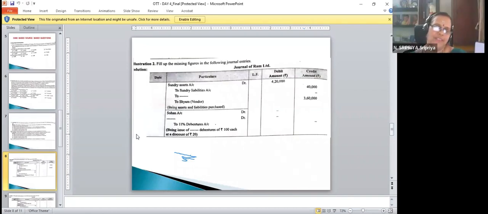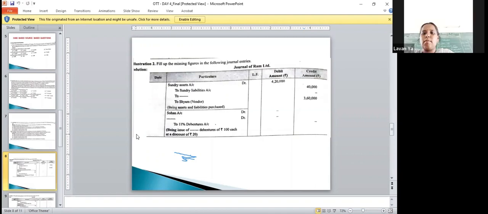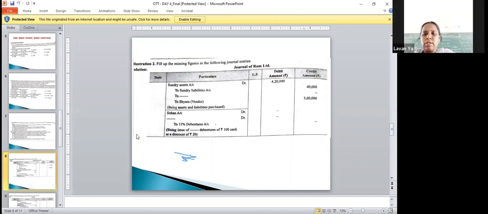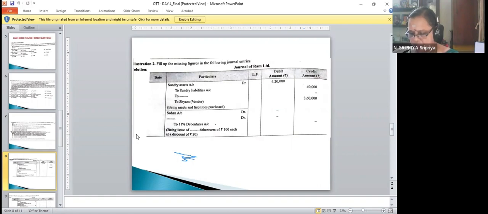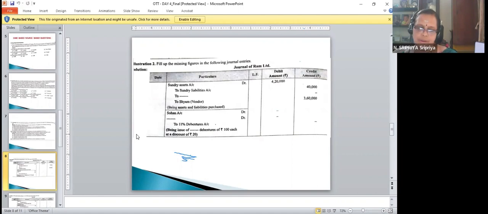The next one, tell me quickly. Shyam account will be debited only with the same amount. Please keep it in mind. Vendor account will not change. 360. Vendor account will remain the same. So 3,60,000. So how many debentures will you be issuing? Three lakh 60 divided by 80. So how many debentures? 4,500, ma'am.